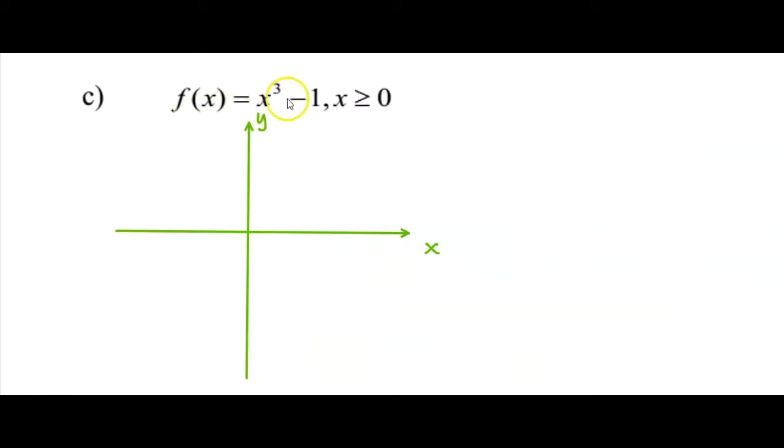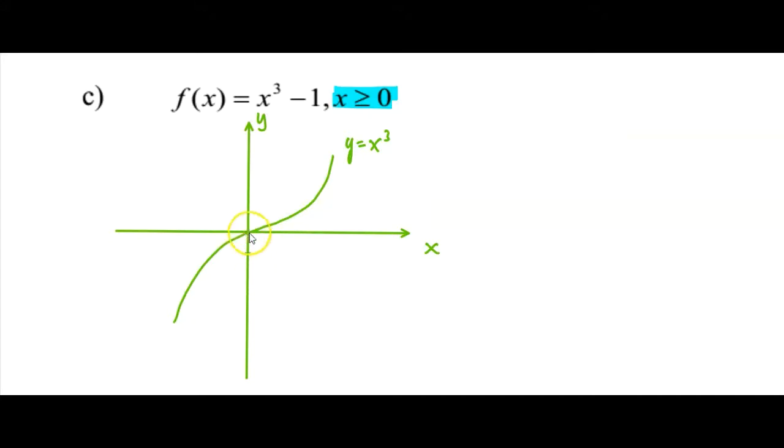For the function x cubed minus 1, I will also use a transformation approach to sketch this graph, and please note that the domain only starts from 0 to infinity. Okay, so we start from the basic graph y equals x cubed. This is the shape of y equals x cubed. And now I want to find x cubed minus 1, meaning that I will translate my graph downwards by 1 unit. Or in other words, move your graph down by 1 unit.